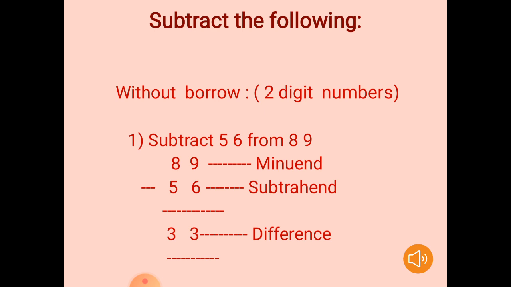Now arrange the numbers according to the place value. So 89, 8 tens, 9 units, 56, 5 tens, 6 units. So start the process from the units end. 9 minus 6 gives us 3. 8 minus 5 also gives us 3. So the difference of 89 and 56 is 33.